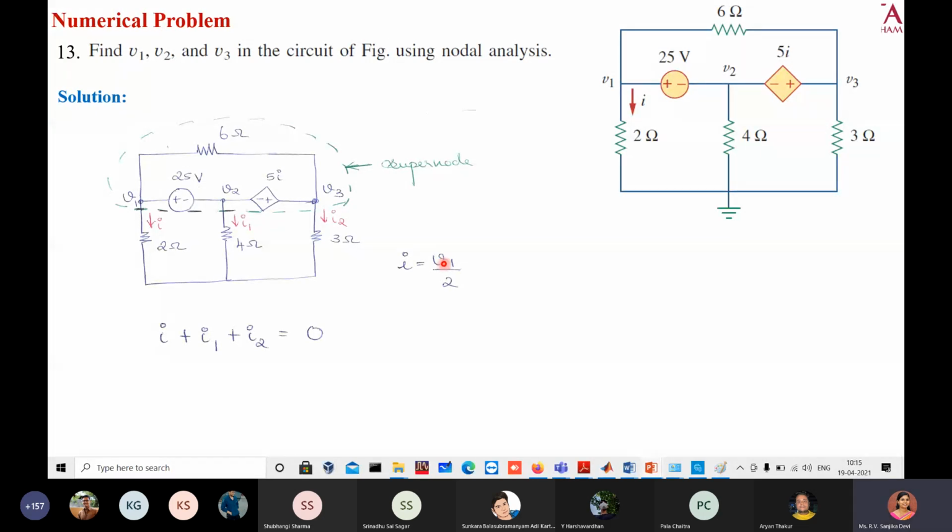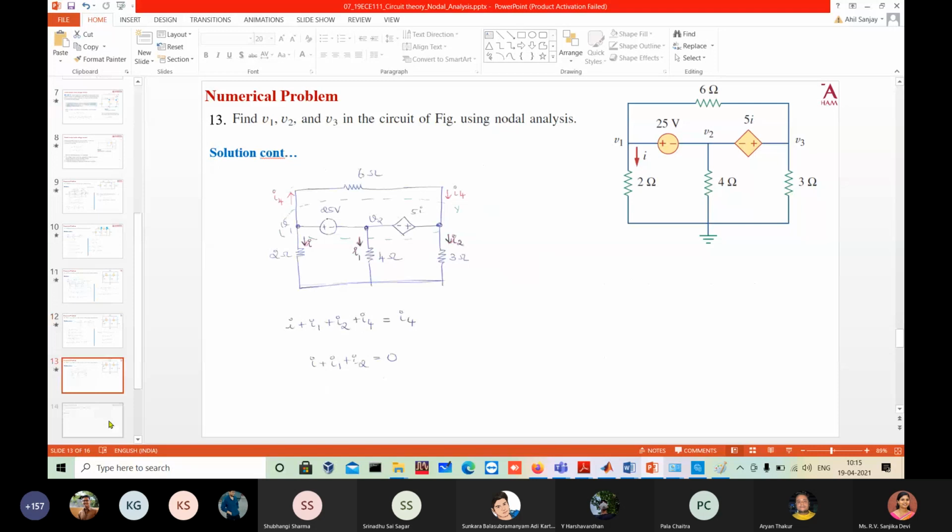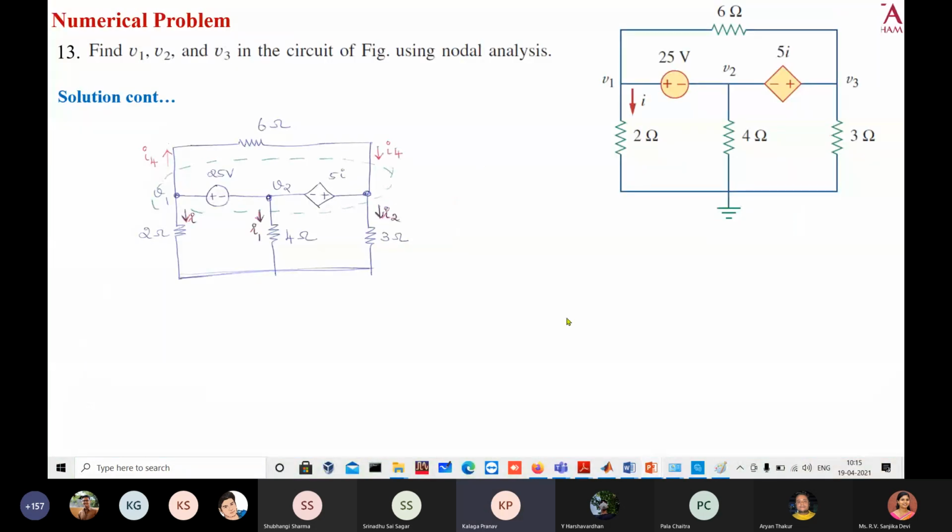Okay. So here I will tell you, suppose you are not taking the 6 ohm which is connected in parallel also as a supernode, still you can write the equation. Okay, so we will see that also so that you will have a clear idea. Ma'am, if you are not taking 6 ohm, one more current we will take, I4. Suppose we are not considering 6 ohm also as a supernode.